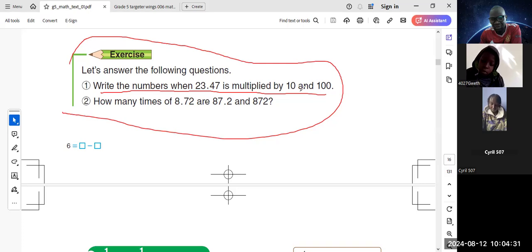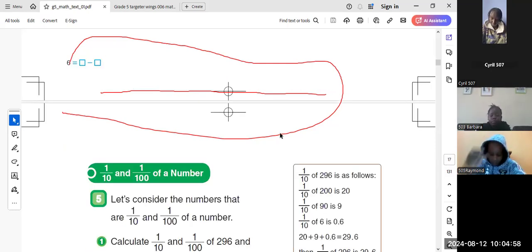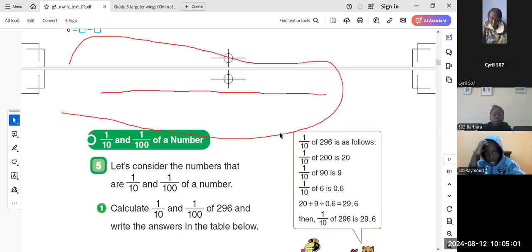I've seen Raymond, I've seen Barbara, I've seen Greg, I've seen Ayak, I've not seen yours, Cyril. Okay, Ayak, I've seen yours. Cyril, I've not seen yours. Okay, there it goes, sawa sawa. So it is as simple as ABC.